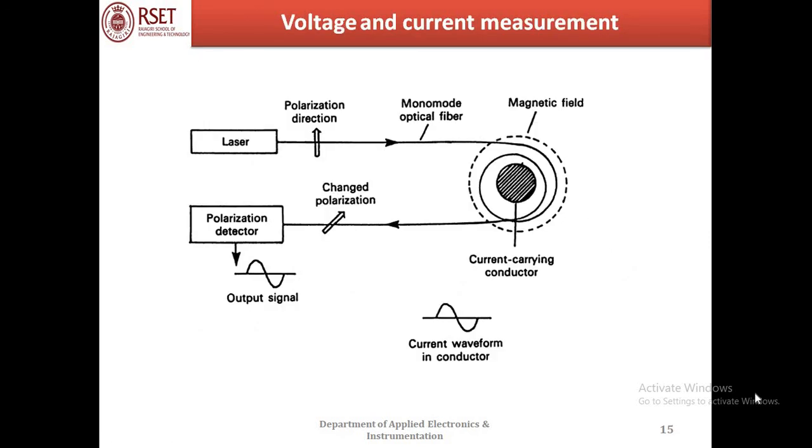Next is voltage and current measurement. Voltage and current measurement is done by an arrangement shown here. It includes a laser source, a polarization direction, a monomode optical fiber, a magnetic field, a current carrying conductor, a changed polarization, and then a polarization detector.